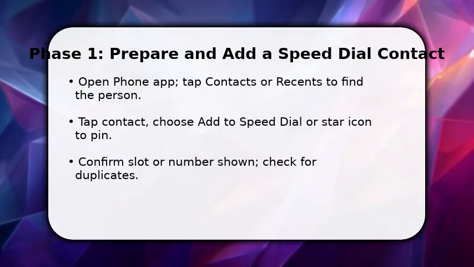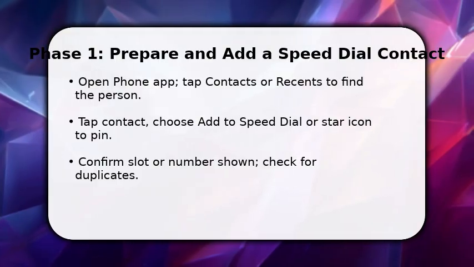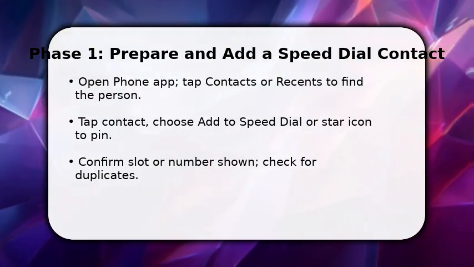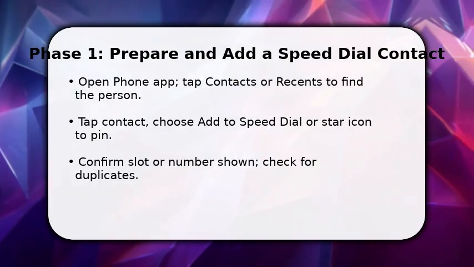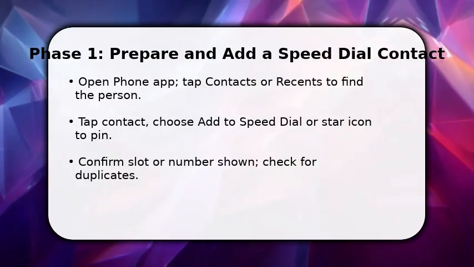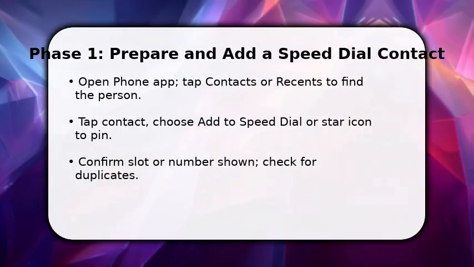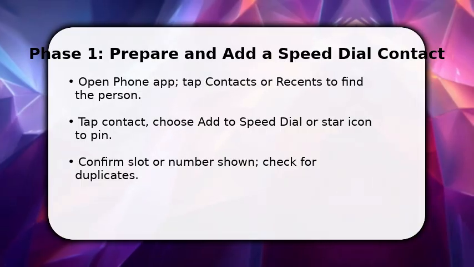You need the phone app and the contact ready. Open Phone now and locate the person. Tap their name, then add to speed dial or the star icon so the number is pinned for quick access. Once done, confirm the assigned slot or label. Make sure it isn't a duplicate to avoid confusion.